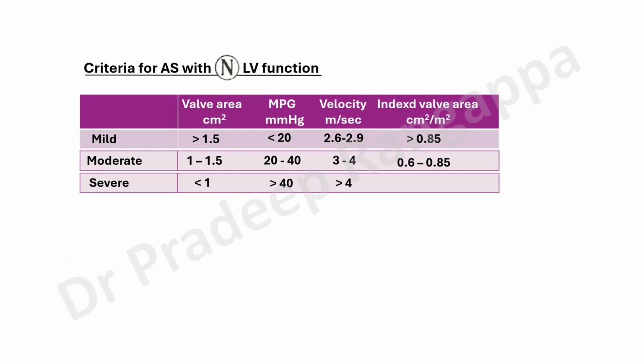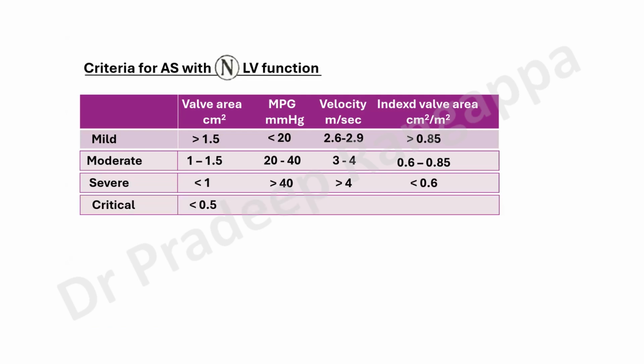And this patient had a velocity of more than 4, which was 4.5 or 4.6 meters per second. And the indexed valve area also was less than 0.6. We call it critical aortic stenosis if the valve area is less than 0.5 centimeters squared. So this is the criteria. Even in exams they ask, so put it in a tabular format so that there is some clarity in your conceptual understanding.